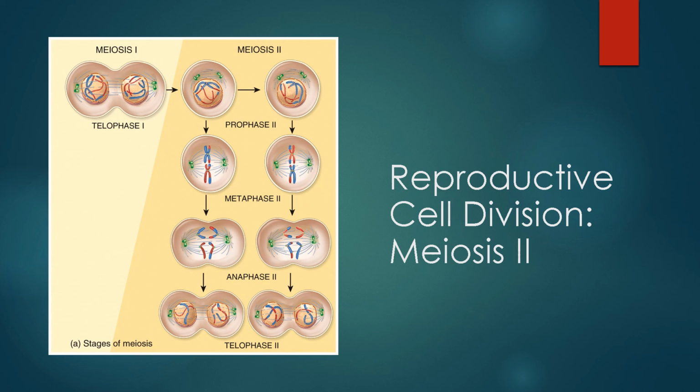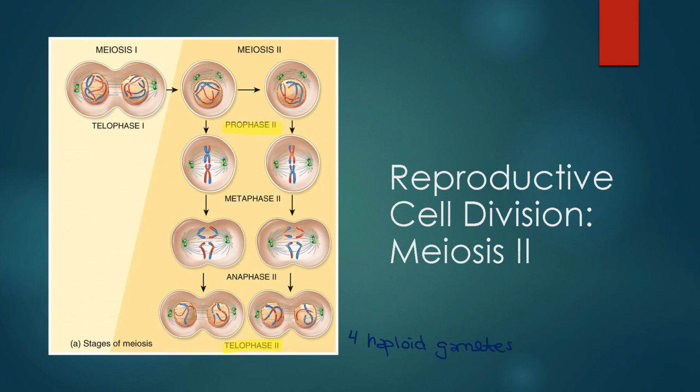Meiosis 2 is essentially the same steps, but meiosis 1 starts with a diploid cell and ends with 2 haploid cells, and meiosis 2 starts with 2 haploid cells in prophase 2, which will each divide and result in 4 haploid gametes that are genetically different from the original cell. So here we have four haploid gametes resulting at the end of meiosis 2.